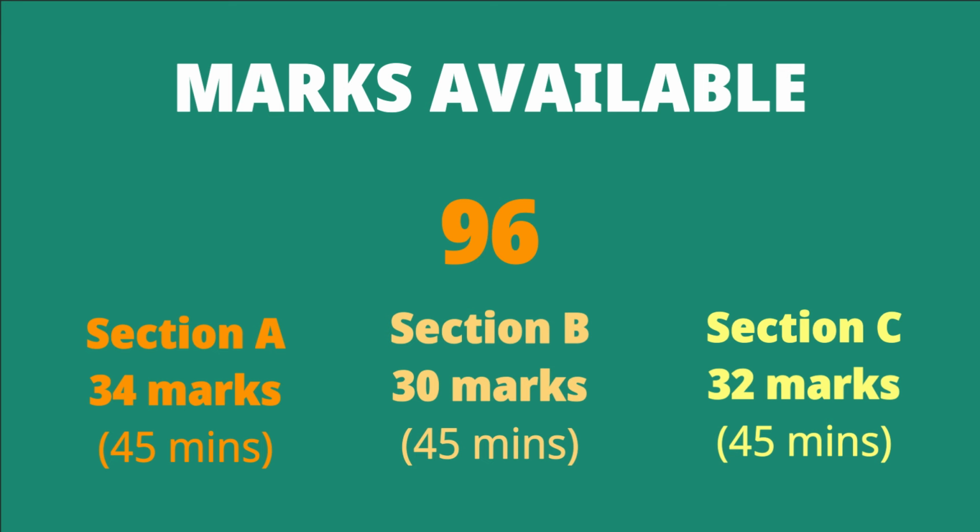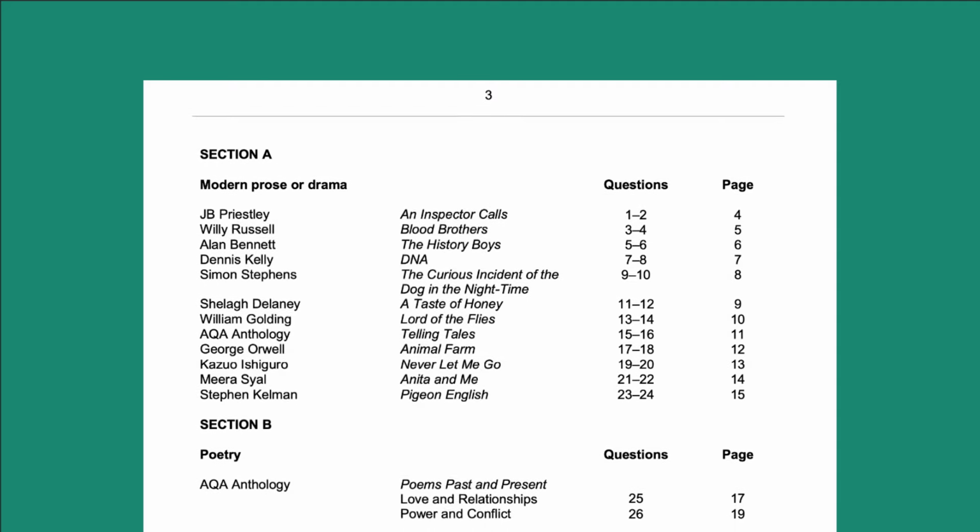Considering this, I'd recommend spending 45 minutes on section A, 45 minutes on section B, and 45 minutes on section C. There are slight differences between the marks available on each section, but for me, it's easier to keep track of time during the exam this way. Okay, let's look inside the paper.